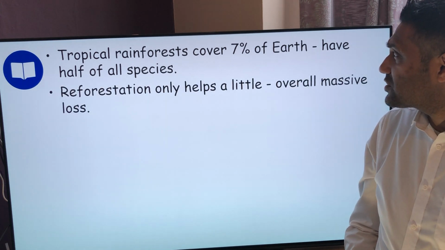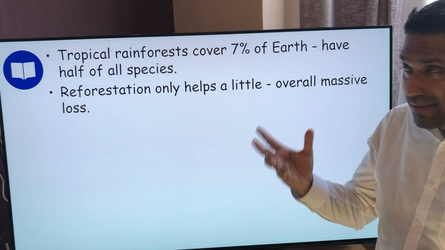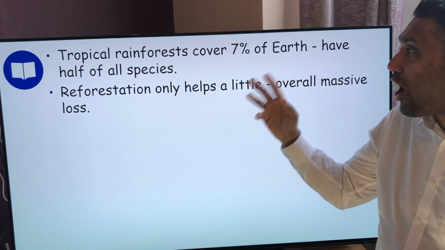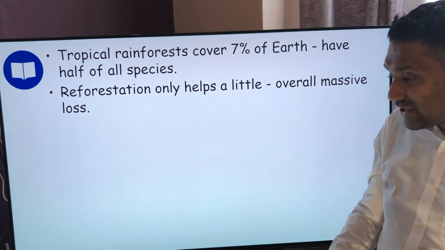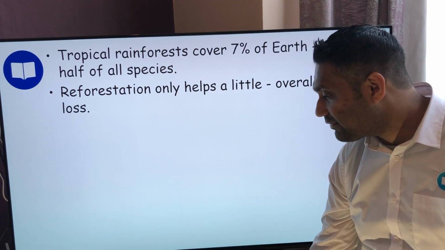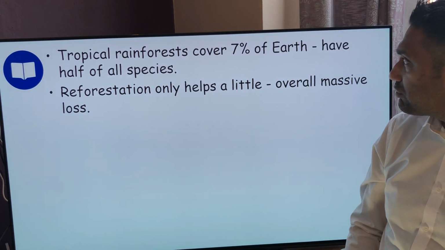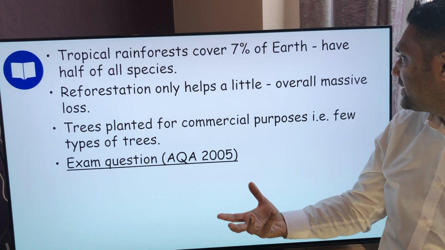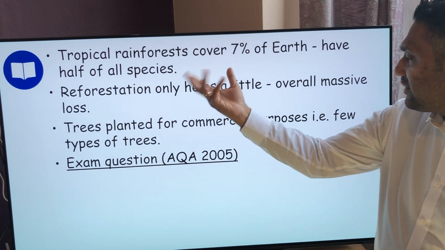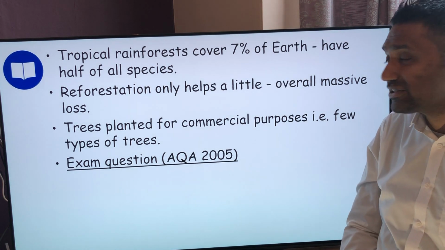Tropical rainforests cover about 7% of the Earth's surface, but like I was saying, in places like the Amazon, they have about half of all the world's species. If, for instance, we cut down these rainforests and we don't reforest them, we don't grow more trees in their place, then half of the world's species can be wiped out, because we're cutting down these rainforests so quickly.